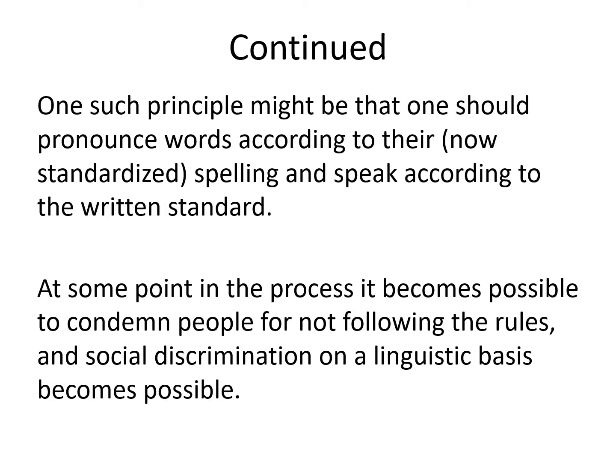So we can find two types of principles or processes. Number one, people should do this: people should pronounce words according to the norms, the standardized norms in written and spoken words. Or the second one: not only should they do it, they must be condemned. Is it possible to compel people, to enforce people, for not following the rules? And social discrimination on a linguistic basis becomes possible.